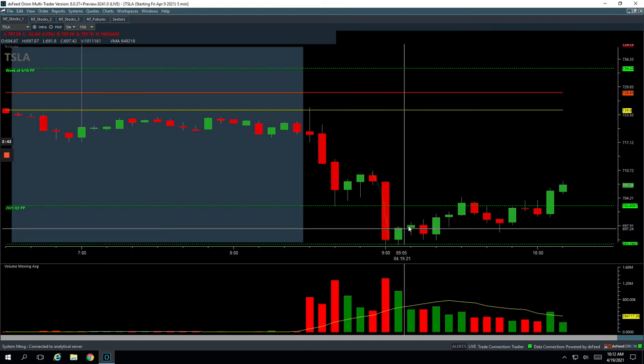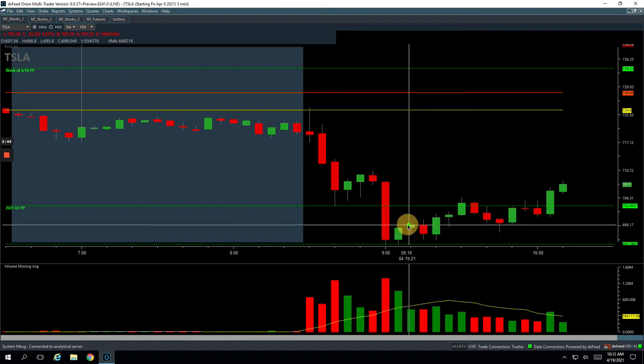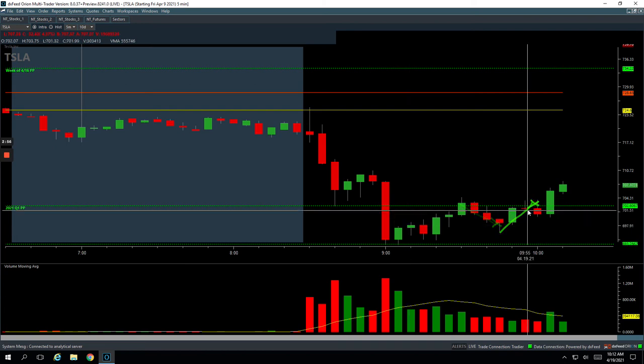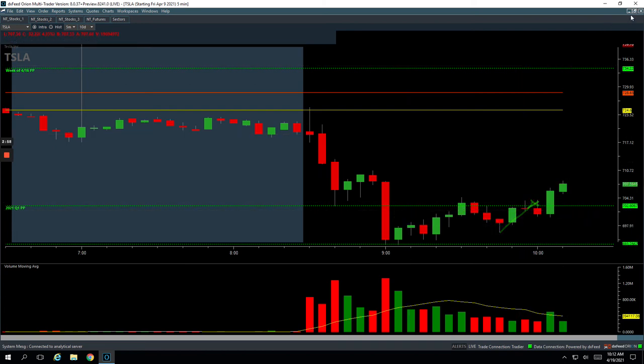And then when it bounced, I added back in just one contract here to see if it was going to roll over again. When it pushed up to this pivot, I added some more, came down and got out of some, and then pushed back up. I ended up closing out my last piece right here. So booked $895 on those two Tesla trades net.